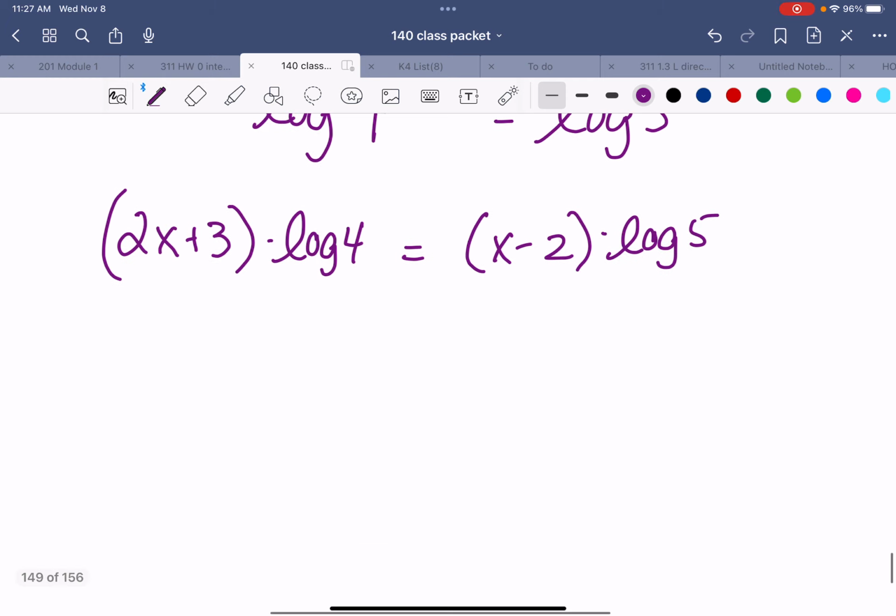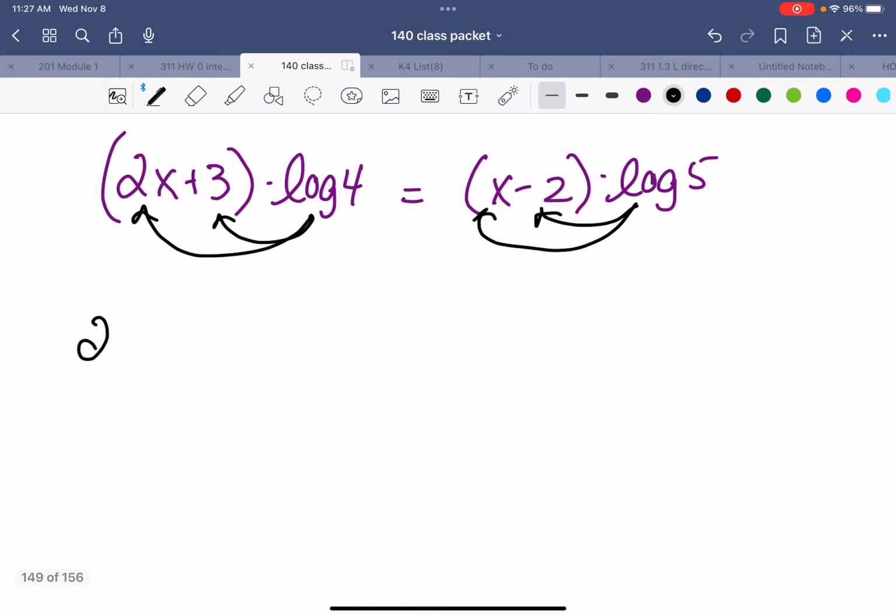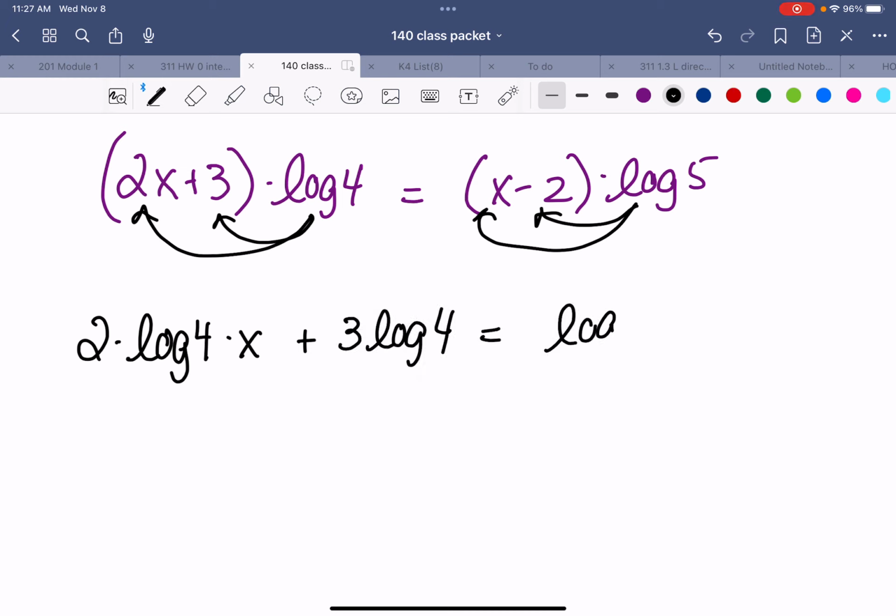Okay. Now log of 4 and log of 5 are just some decimal value, and so I can go ahead and distribute that inside the parentheses. Okay, it looks funny, but it is correct. So I'm going to have 2 times log 4 times x plus 3 times log 4. On the right, I have log of 5 times my x minus 2 log of 5.